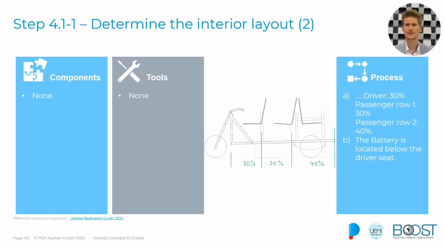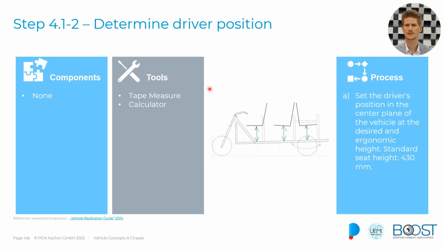So the determination of the driver position is something very important. The driver position is the vertical positioning of the driver, and we consider that the driver sits in the center of the vehicle regarding the width of the vehicle. The height is something you have to bear in mind. It shouldn't be higher than the maximum length of the lower leg of an average person, to make sure that you're not uncomfortable while sitting. And a standard height we can recommend is 430 millimeters.